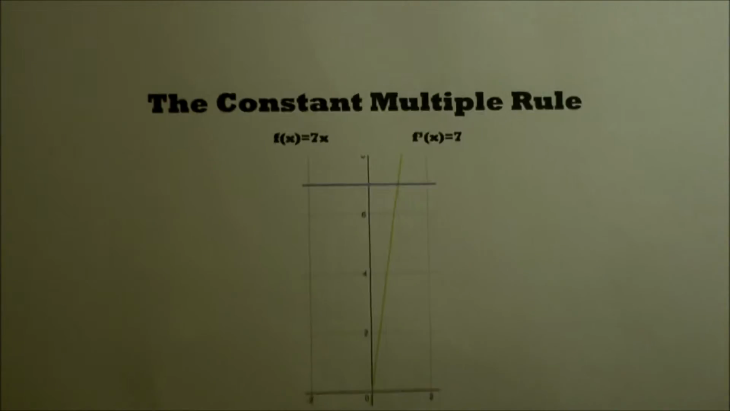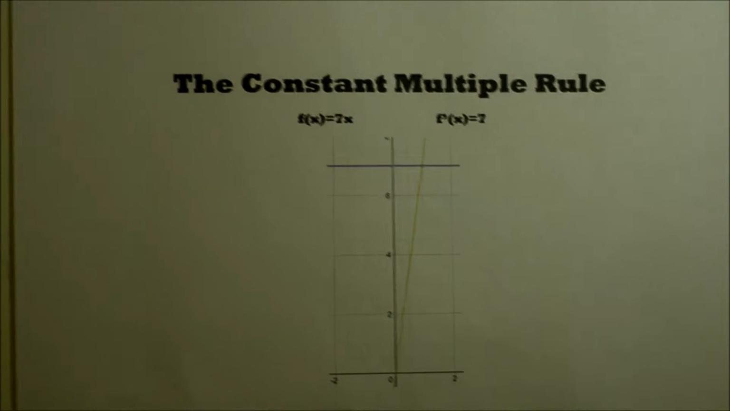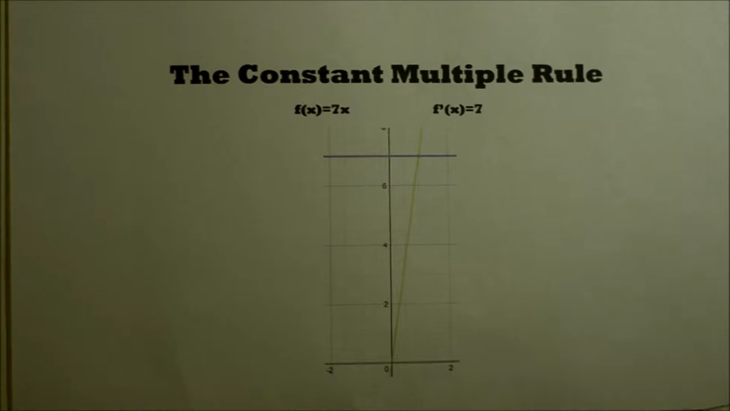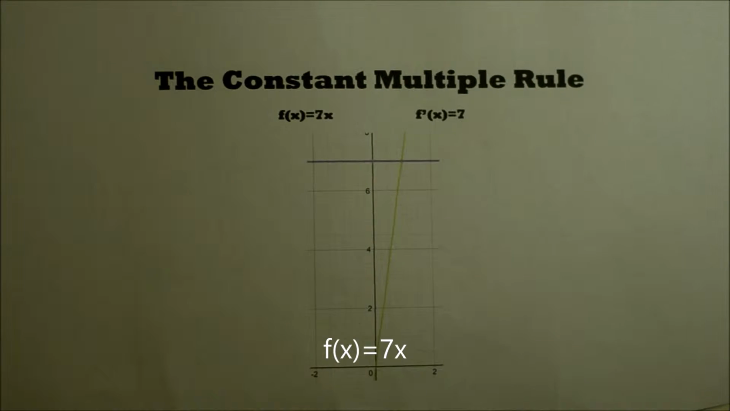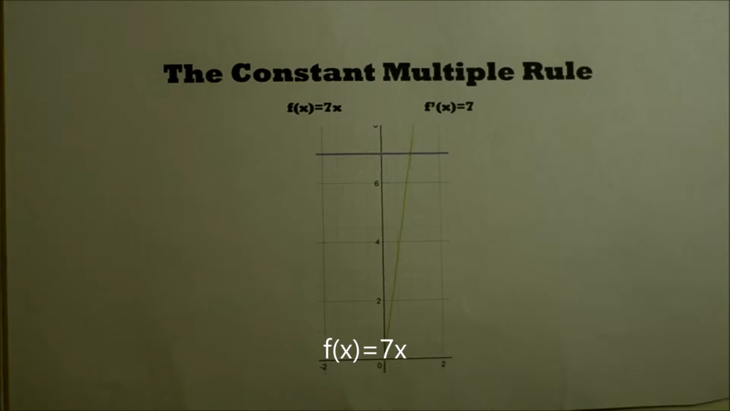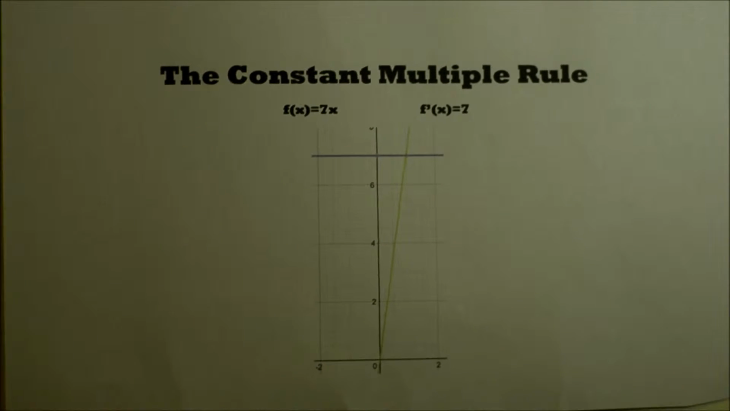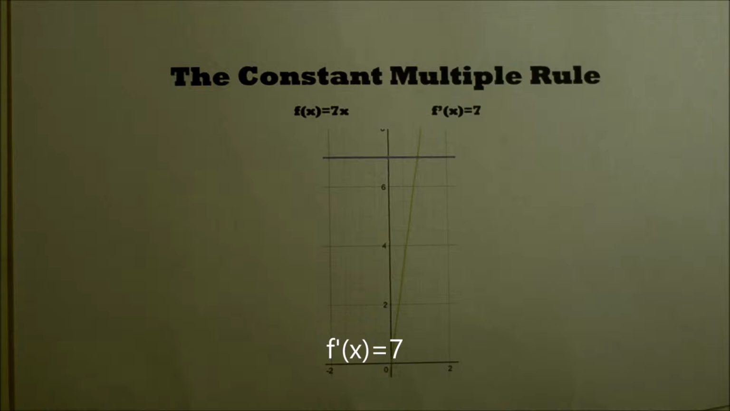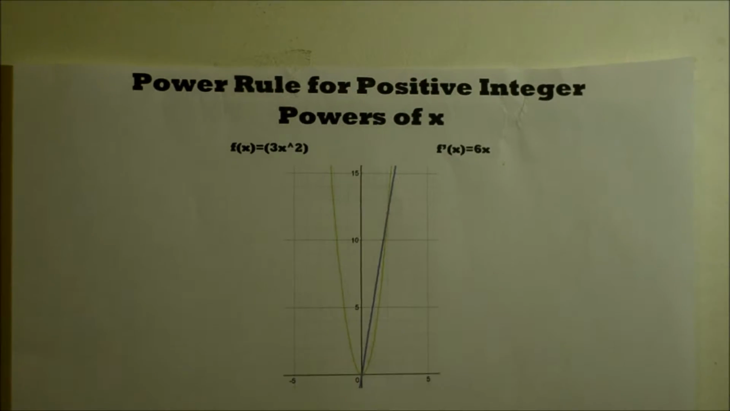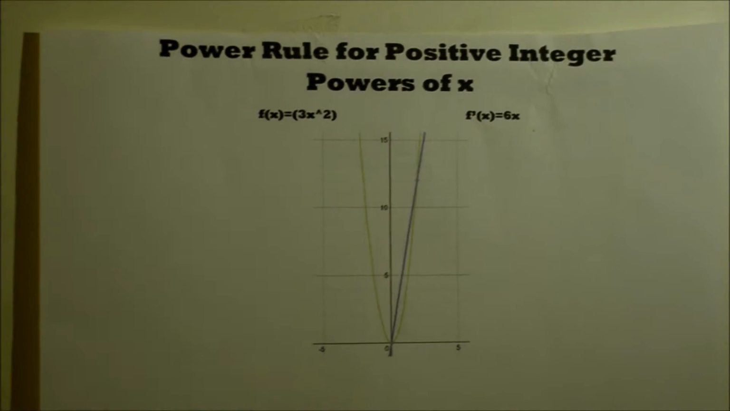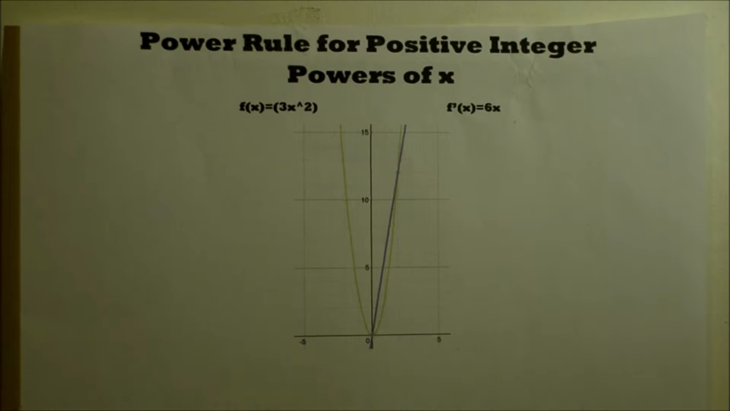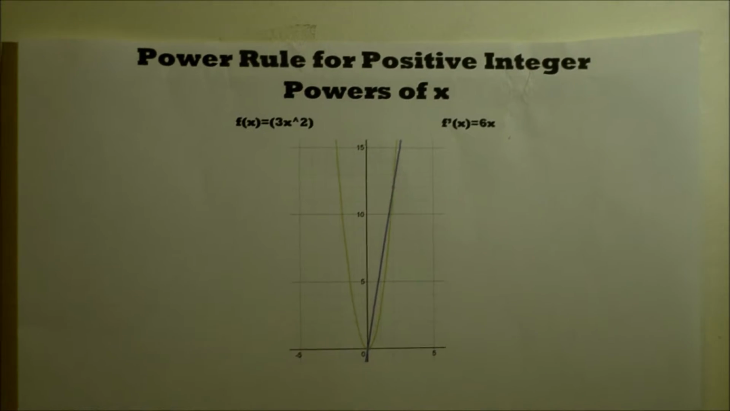Here we have the constant multiple rule. Whenever there's a function like f of x equals 7x with a coefficient in front of a variable, the derivative of that function is simply the leading coefficient. So that becomes 7. Over here you could purchase the power rule for positive integer powers of x, more commonly known as the power rule.